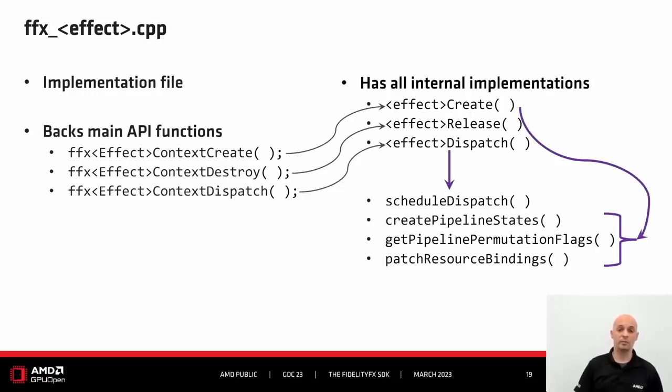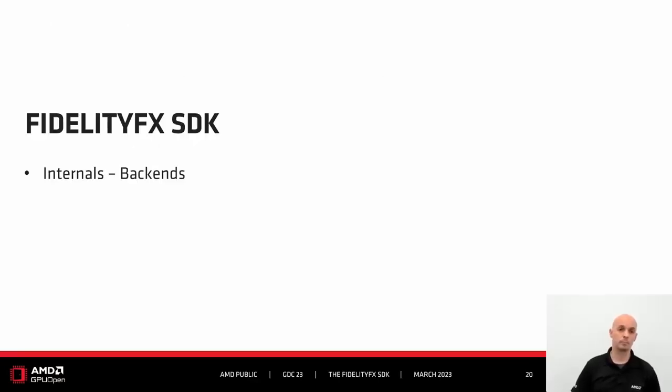Lastly, the ffx_effect.cpp file is where you will find the effect component's implementation details. The public-facing context create, destroy, and dispatch calls are largely just redirects into internal implementations, which is where you'll find the bulk of the feature implementation. Next, we'll have a look at how this ties into the SDK backend constructs.